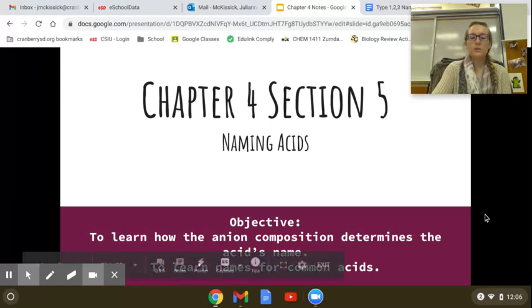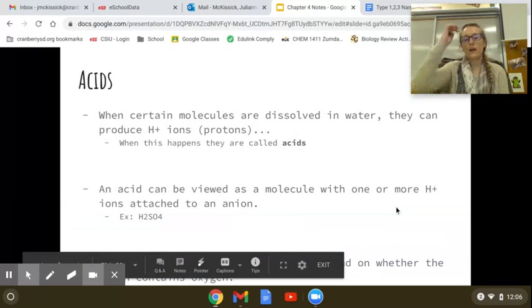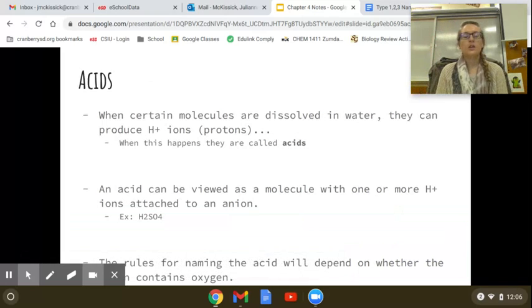Okay? So the first thing we need to talk about when it comes to naming acids is how we determine when we're looking at an acid. When certain molecules are dissolved in water, they can produce H plus ions. When something dissolves in water and we break down that molecule, what you can get is H plus or OH minus, because water is made up of H2O, and when it breaks down certain ways, we can get H plus or OH minus. The OH minus, if we got that, we would end up with a base. But we're not looking at bases right now.